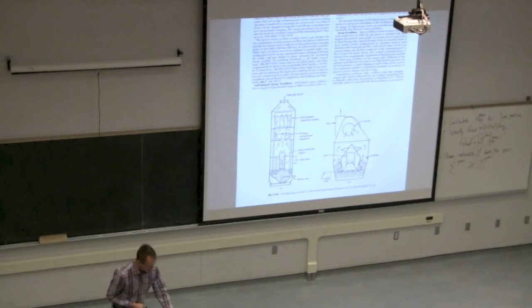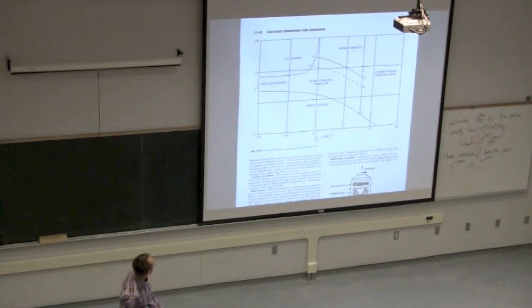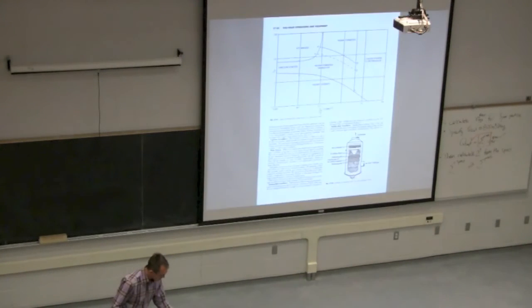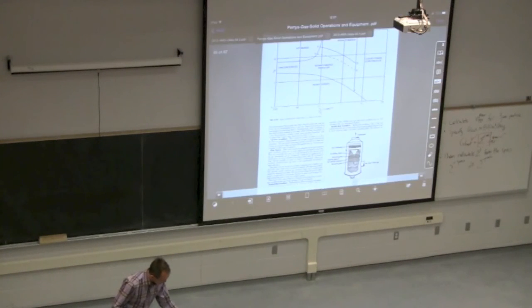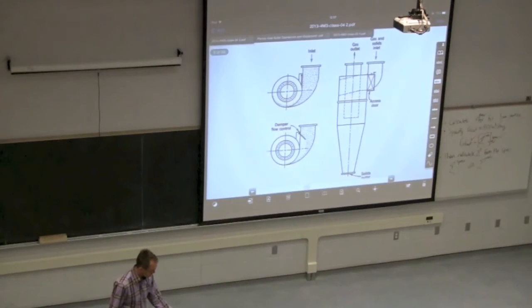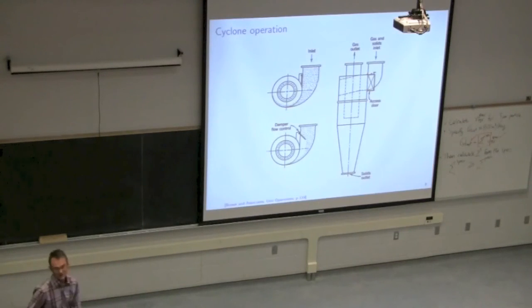Okay, there are a number of geometries in this article on gas-solid operations, which is posted on the course website, and we have free access to it here at Mac. So please download this chapter from Perry's and take a look at it for that aspect. Okay, but my point here is that there are a number of alternatives to a cyclone, but let's take a look now at how a cyclone operates.